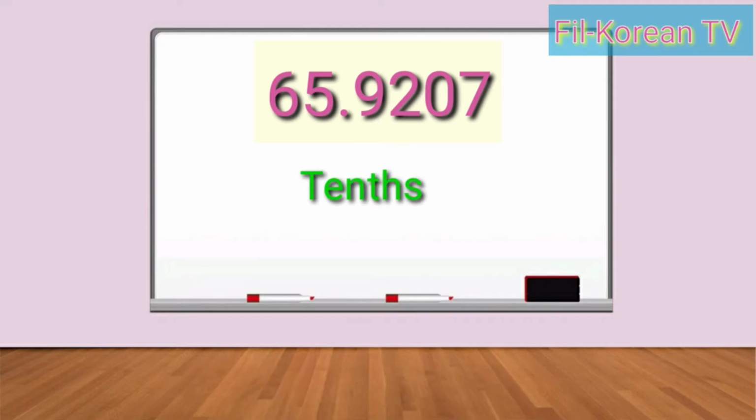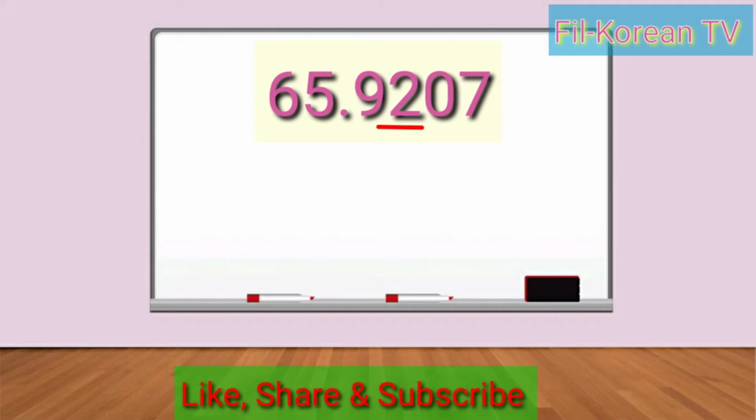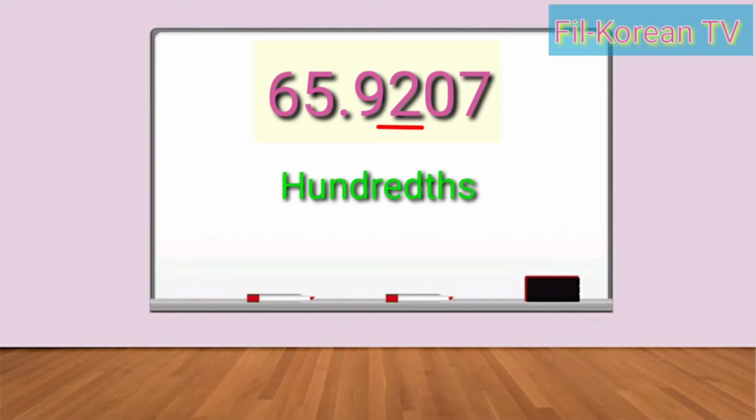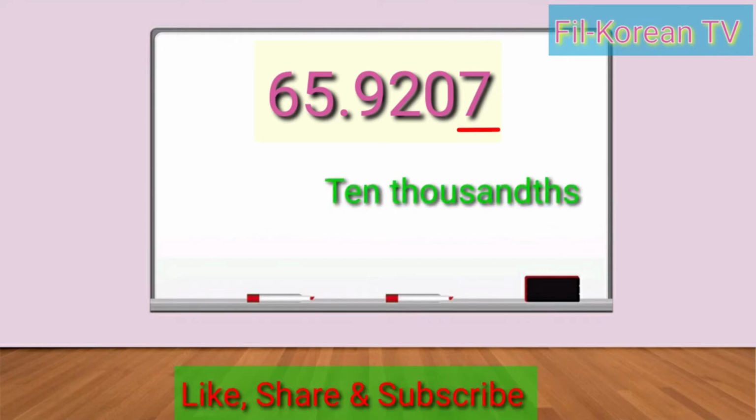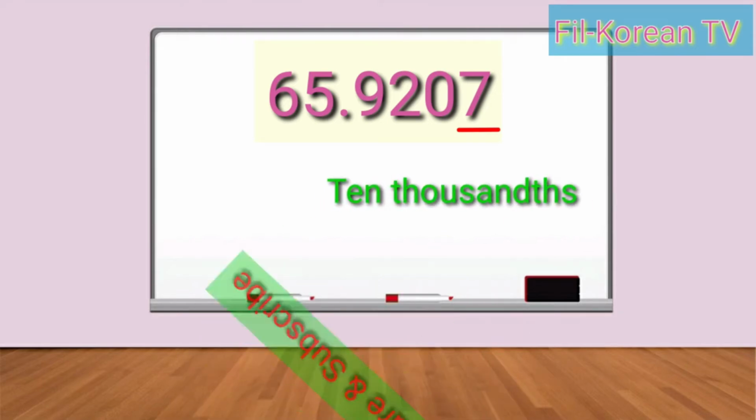The second digit to the right is 2. The place value is hundredths. The place value of 0 is thousandths. And the last digit, 7, the place value is ten-thousandths.